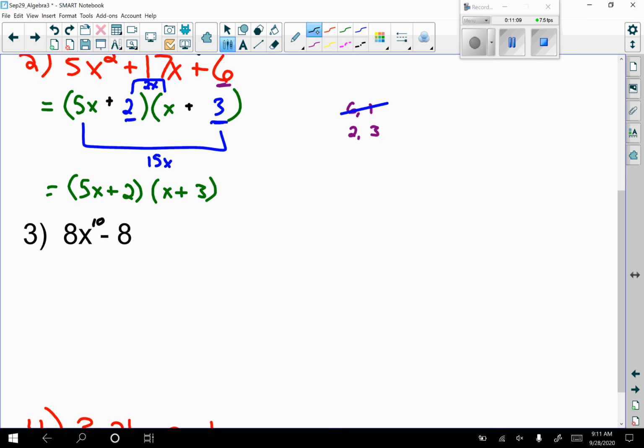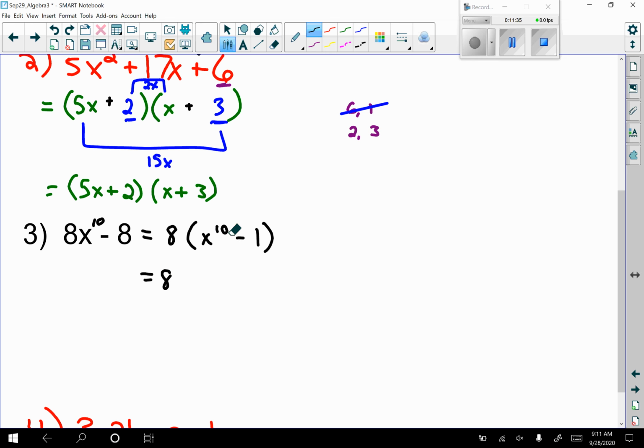All right, looking at number 3, we have a much larger exponent here. So we're looking at 8x to the 10th minus 8. So right now this is 2 terms. 8 is not a perfect square. We can't take the square root of 8 and get a nice whole number. So chances are there's a GCF, and if you notice, 8 shows up for both. So I'm going to factor out an 8. Then I'm going to have an x to the 10th minus 1 left. Well, now this, I'll leave the 8.